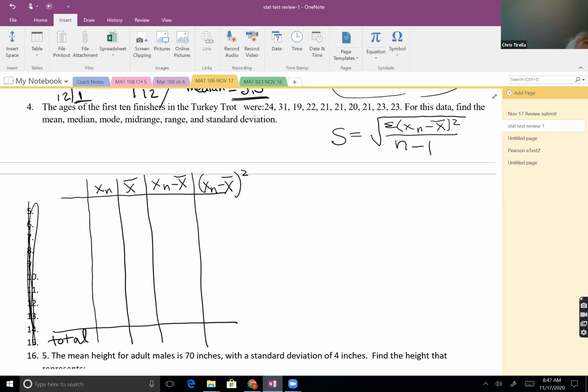I have to apologize, the data here is old. This is a review sheet that I've been using for a while. I can't remember what year the turkey trot this is from, but I did go to the Buffalo News site and find the first 10 finishers in the turkey trot. Since there's 10 of them, we know that our sample size is 10. Our data values are those ages, which would be 24, 31, 19, 22, 21, 21, 20, 21, 23, 23.